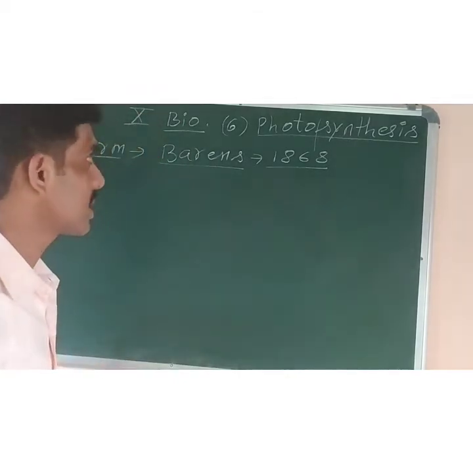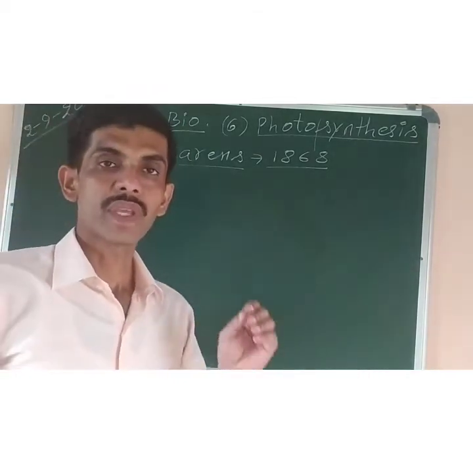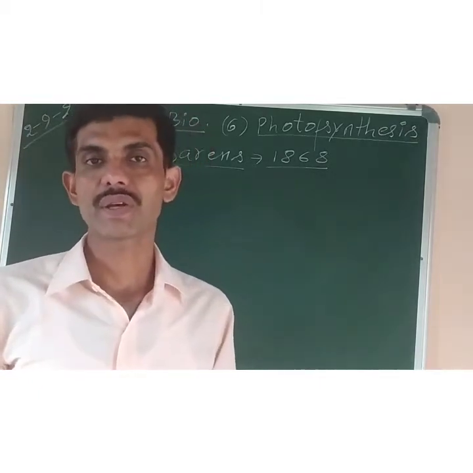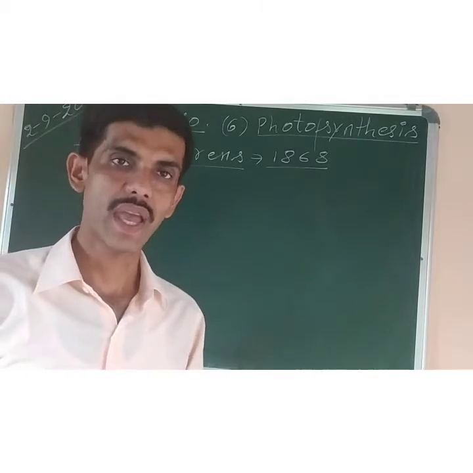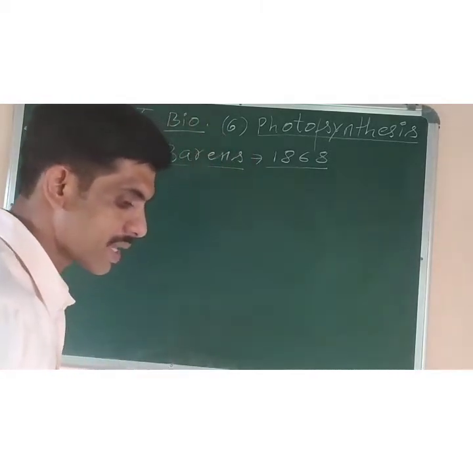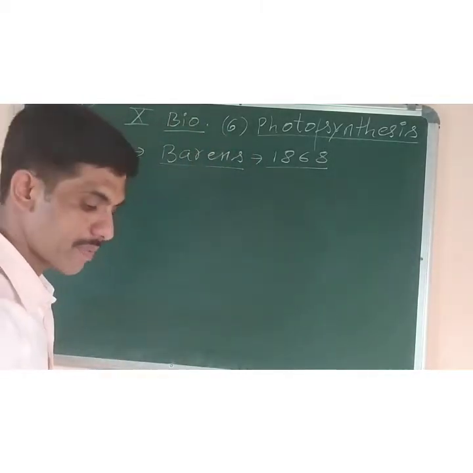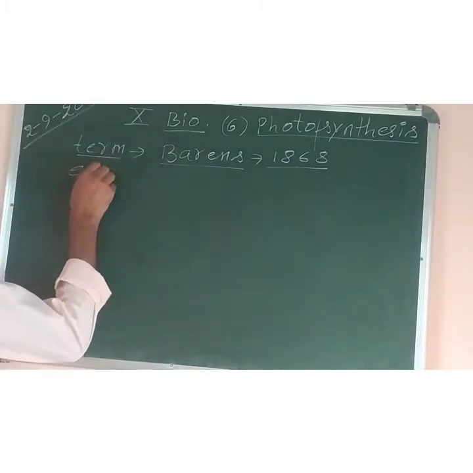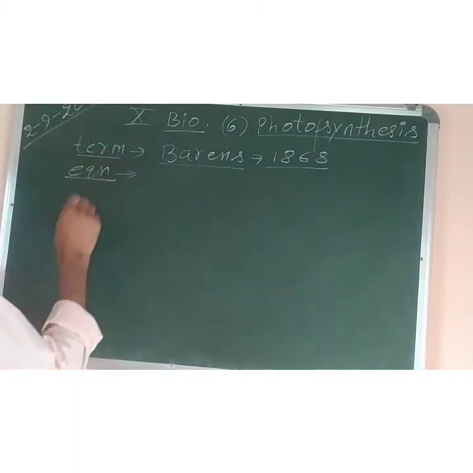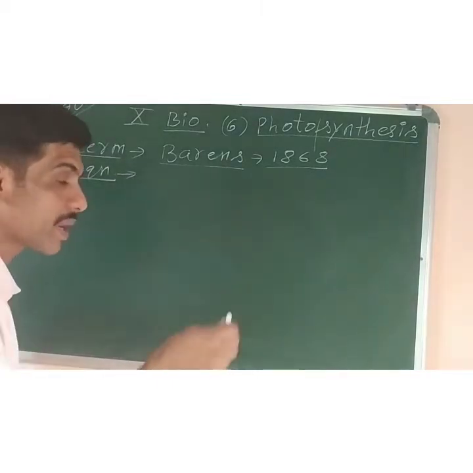Now what is photosynthesis? The definition I said, it is a process by which green plants make their own food in the presence of sunlight, carbon dioxide and water. Okay? And sunlight is required to perform the process of photosynthesis. Now next very important part that you have to learn is the equation of photosynthesis. How to write the chemical equation?